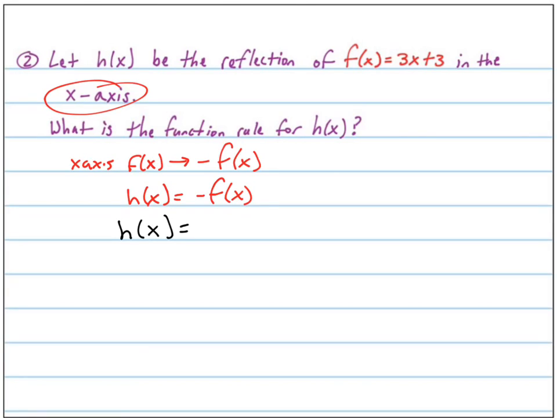So we have h of x equals, and this time we need to take the 3x plus 3 and change the sign by putting a negative outside of the entire thing, instead of just the x's in this case. Because we need to change all of f of x, because this is what it represents. So when we're going over the x-axis, we're changing everything. So when we simplify this down, h of x would equal negative 3x minus 3.